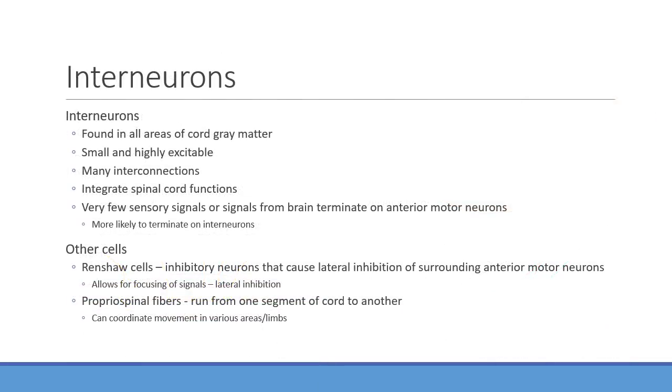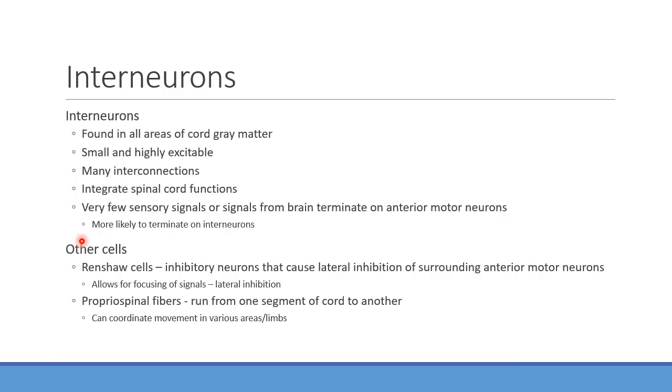Okay, they also have what we call the interneurons. These are going to be found basically in all areas of the cord gray matter. They are small and very excitable, and they have lots of different interconnections. Very rarely do you have a signal coming from the CNS traveling down that directly innervates the muscle itself. Most of the time, they're going to be communicating with interneurons to eventually integrate a signal and travel out to the muscle, okay?